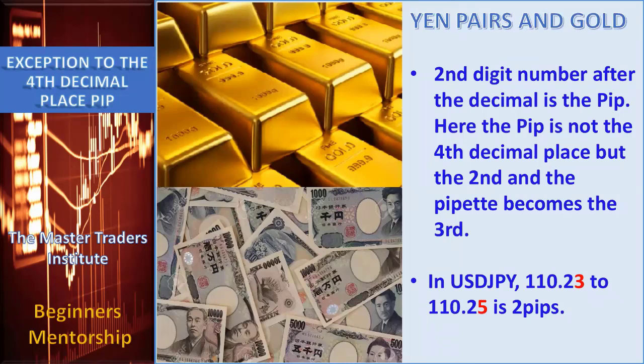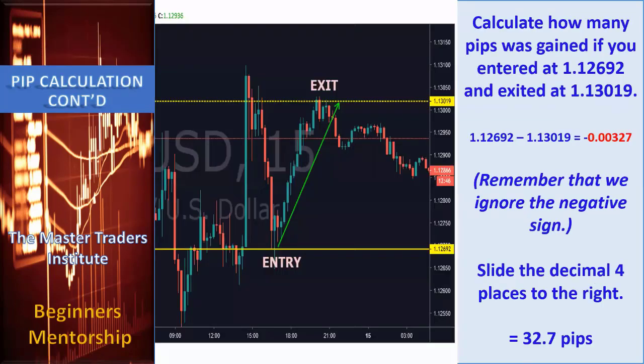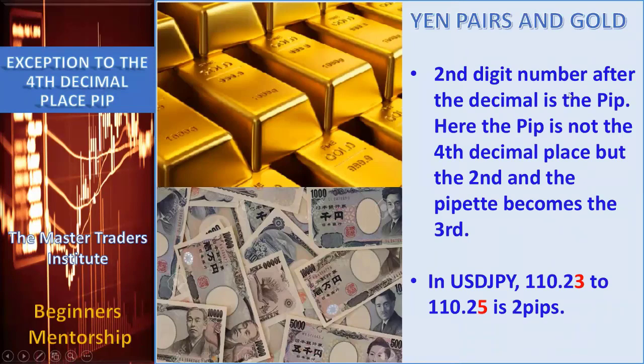So let's move over to the exceptions I talked about, which is the gold pair and the Japanese yen pair. For the gold and for the Japanese yen, the second digit after the decimal place is the pip. So instead of the 4th digit, we have the second. If you take a look, this is USD JPY here. It says 110.23. In the case of EUR USD, you'll find out that there is only one number before the decimal. But over here, you find out that there are 3 numbers before the decimal.